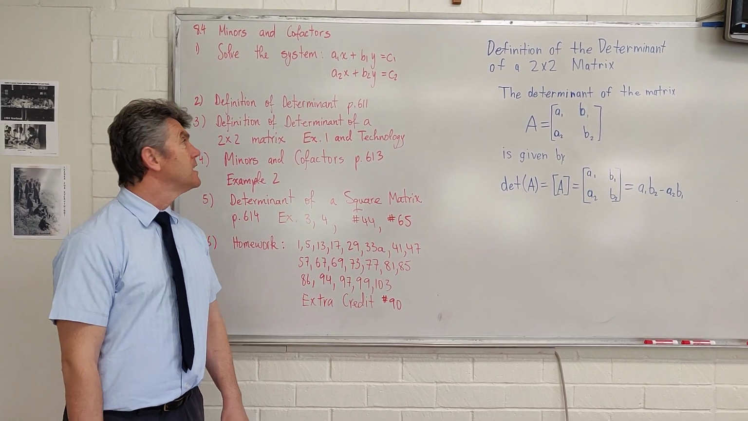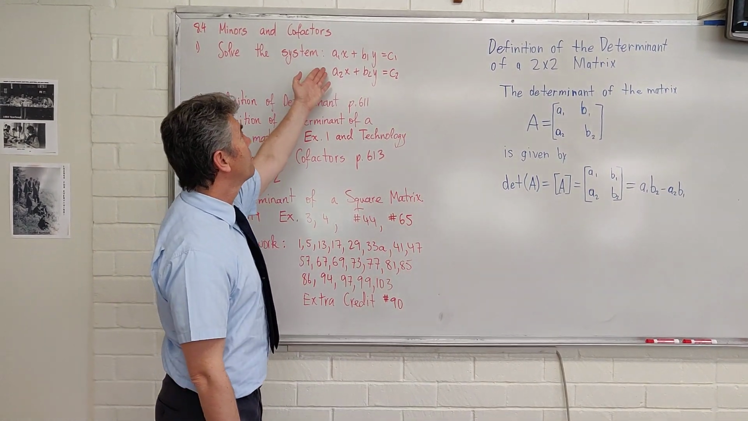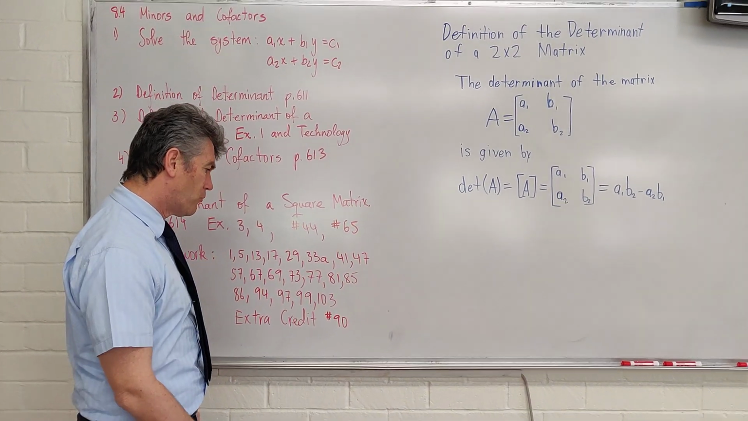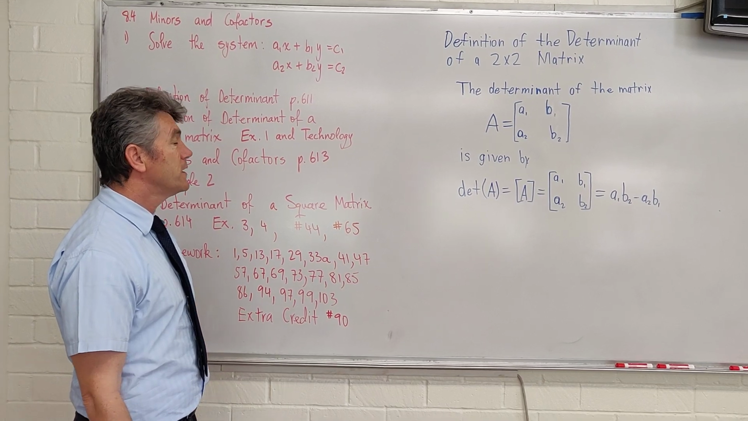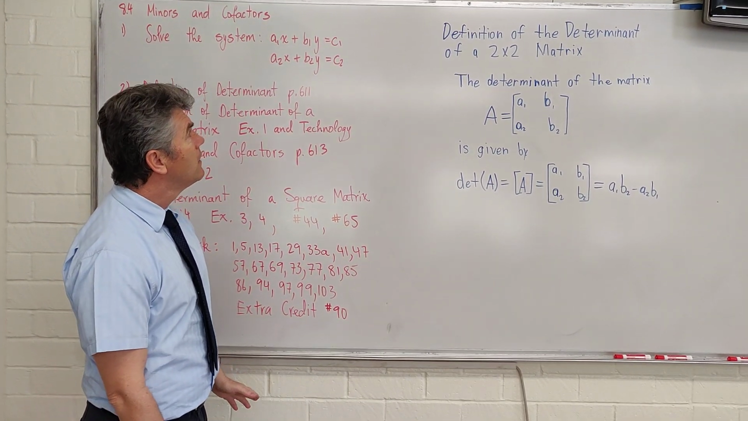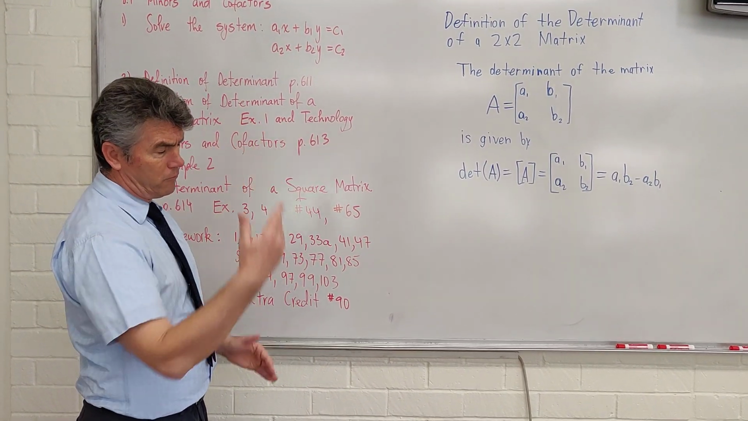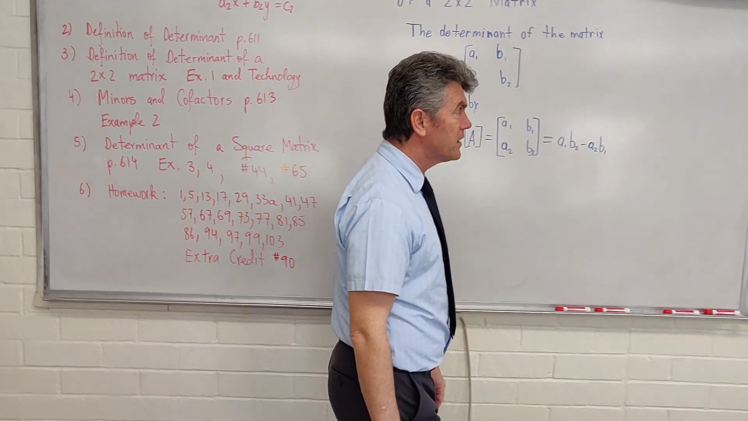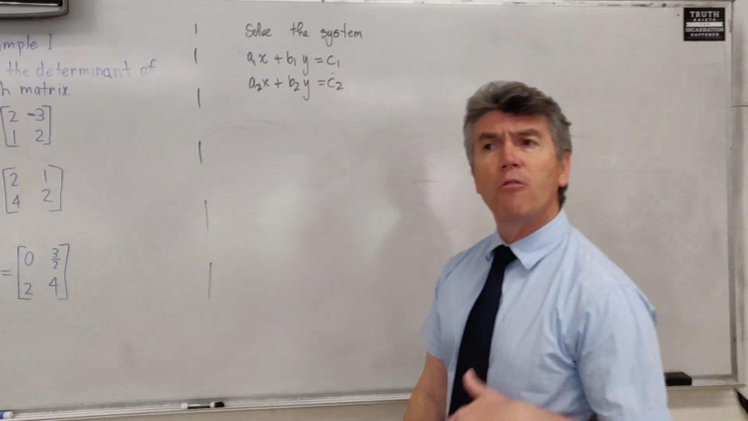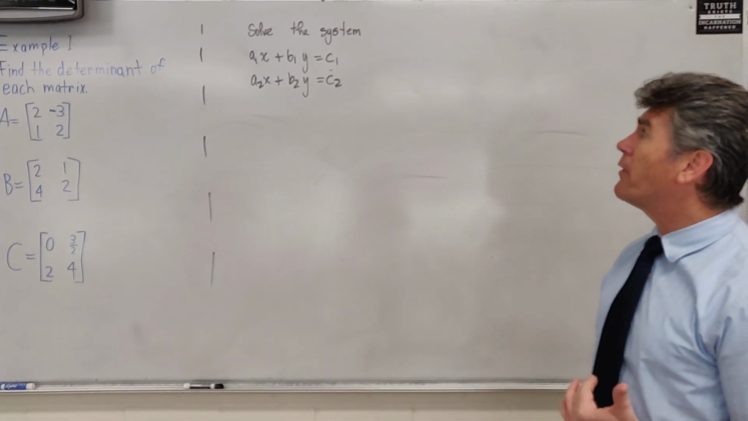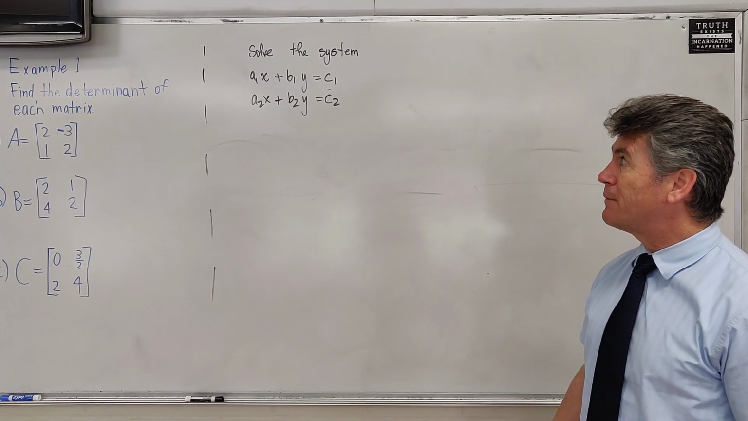So we start this lesson by solving the system that you see right here. a sub 1 x plus b sub 1 y is equal to c sub 1, and a sub 2 x plus b sub 2 y is equal to c sub 2. And so we're going to go over to the other side of the board because we have more room over there. And we're going to solve this system by using elimination.